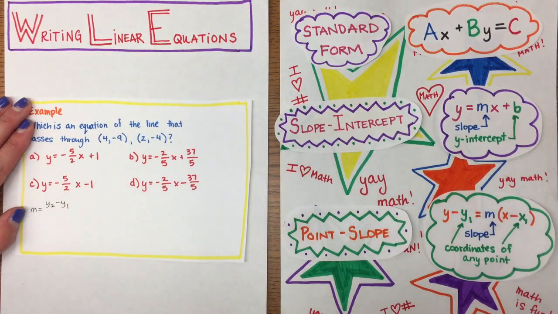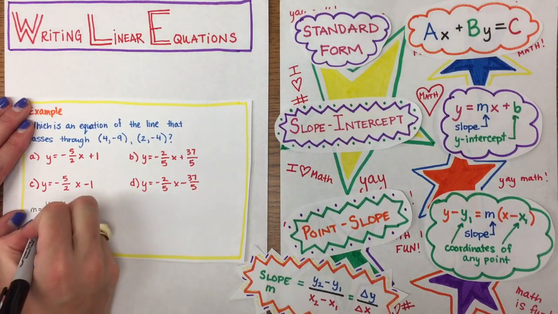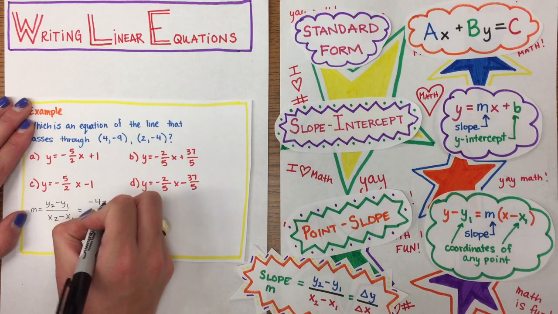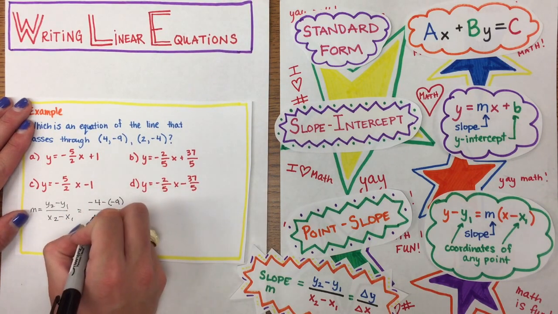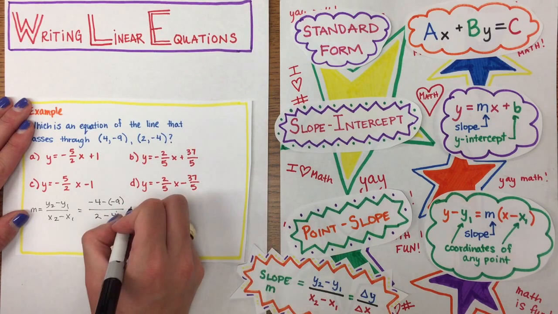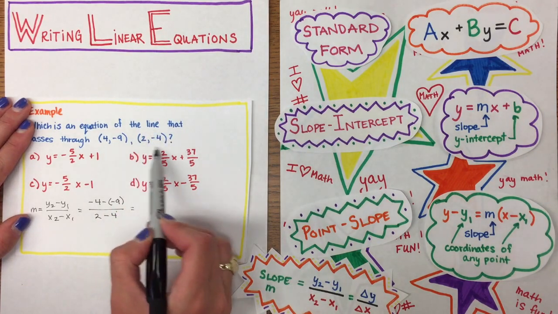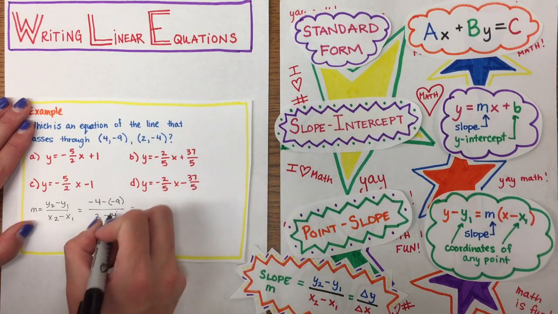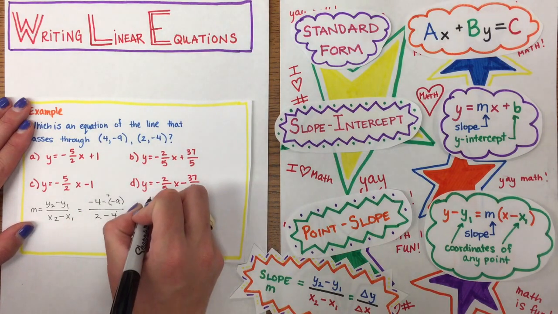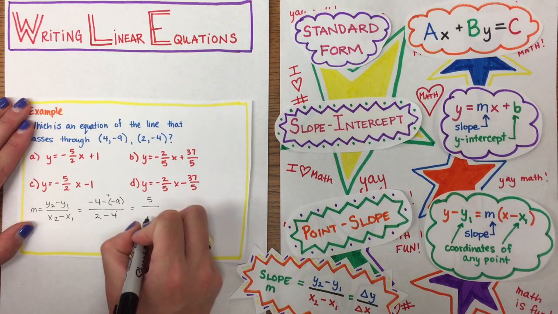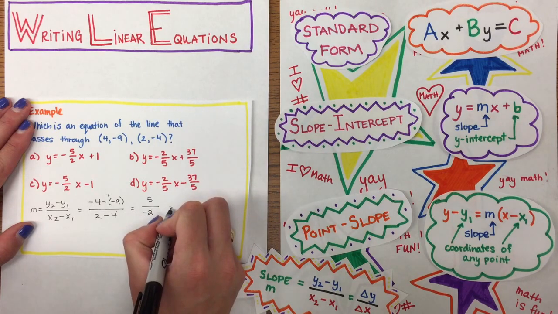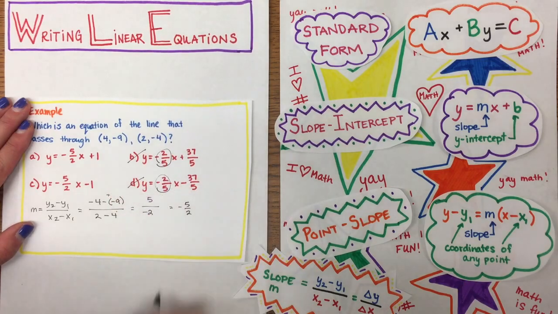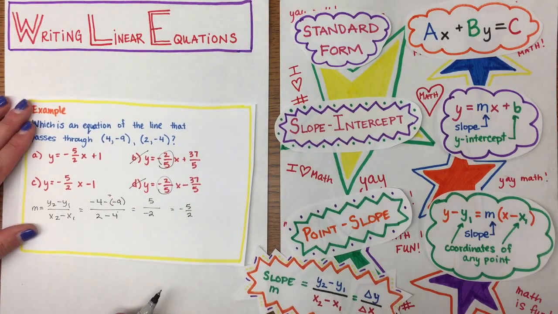y2 minus y1 over x2 minus x1. So that'll be -4 minus -9 divided by 2 minus 4. So I took this point and subtracted this one. So -4 minus -9, that becomes plus. So -4 plus 9 is 5. 2 minus 4 is -2. So my slope is -5/2, which means the 2 points that have a different slope are not going to be on the line.